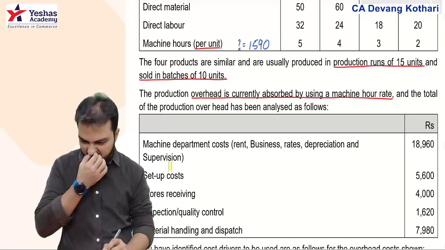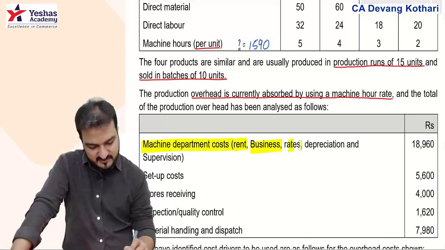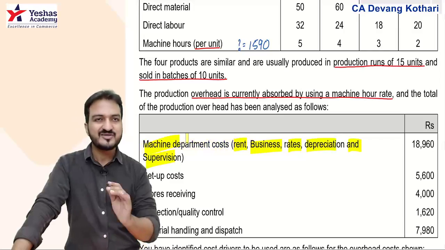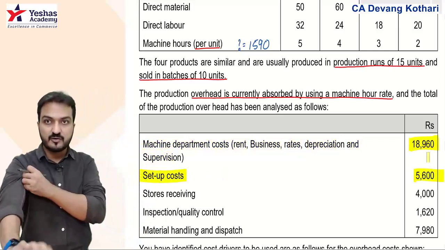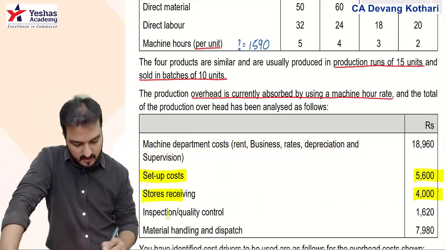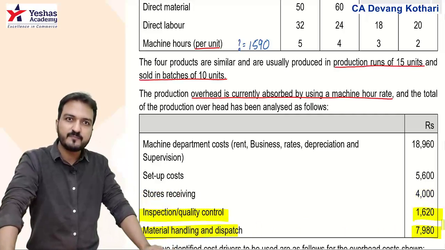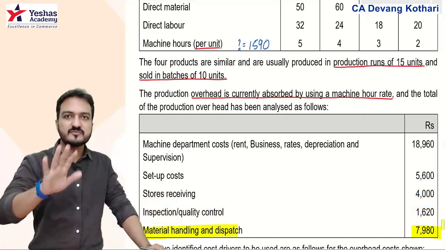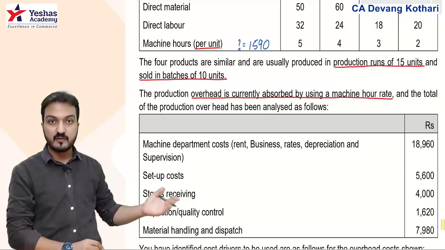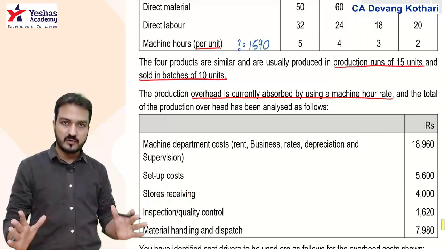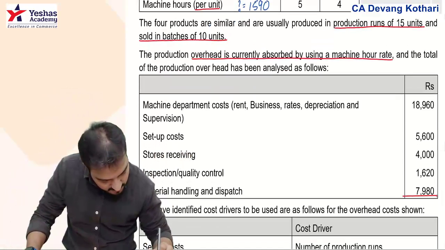Look. Total overheads: machine department cost, rent, business rates, depreciation, etc. So machine cost you are given 18,960. Setup cost you are given 5,600. Stores receiving cost 4,000. Inspection quality control 1620. Material handling 7980. In short, you are given 5 items of cost. 5 items are needed for the ABC method, 5 activities. But for the traditional method, what you need is the total. So let us add up all and get the total. Add all the 5 items, get me the total here.